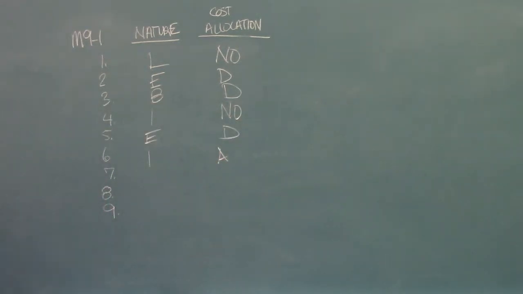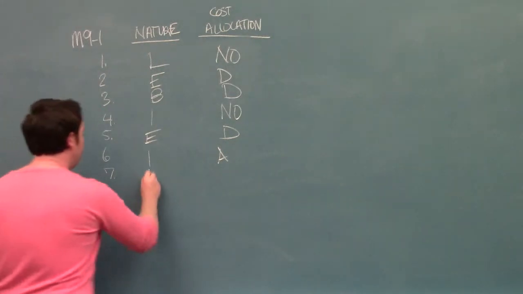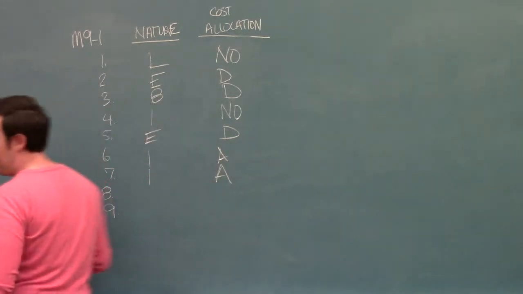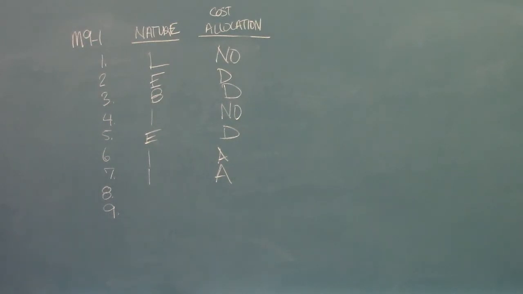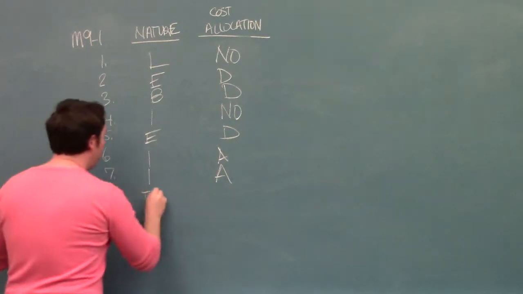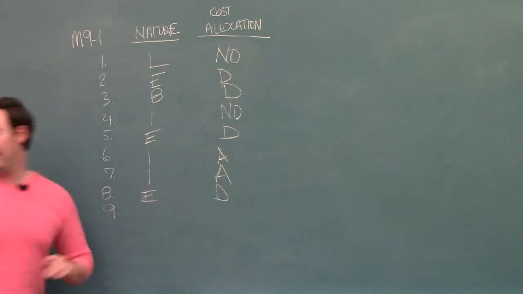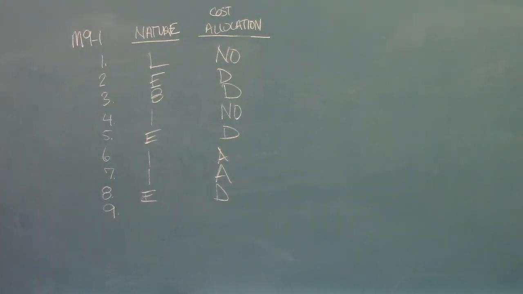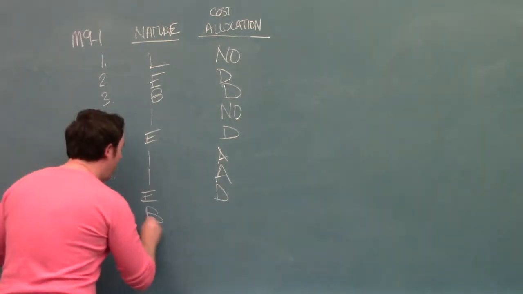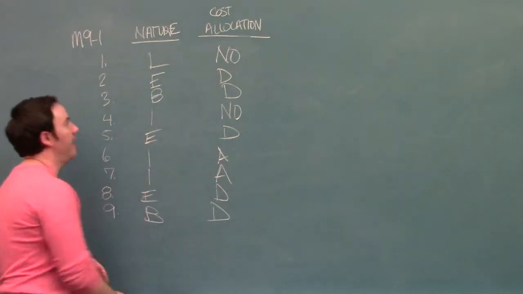Go on to 7. 7 is software license. Software license is another intangible asset that we would amortize. 8 is computers. Computers would be considered equipment that we would depreciate. And the last one, production plant. Production plant would be considered a building, and we would also depreciate that.